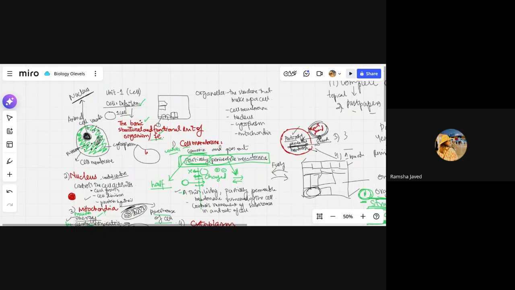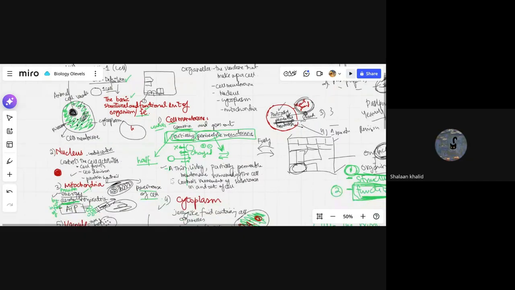Shalan, first tell me, what's the role of the nucleus in a cell? The nucleus is basically the brain of the cell. It controls chemical reactions and it basically tells the cell membrane what substances to allow inside the cell. No, no, but the nucleus. I'm just talking about the nucleus. Please look at the screen and then tell me, okay?